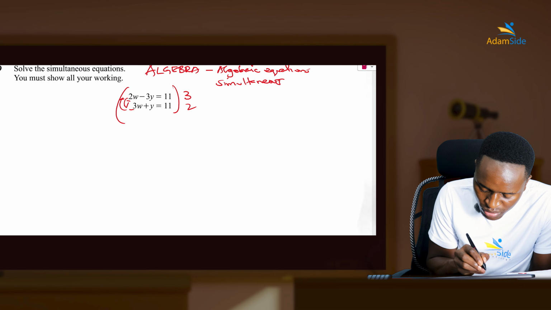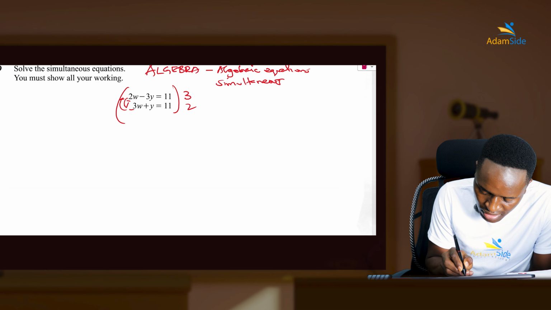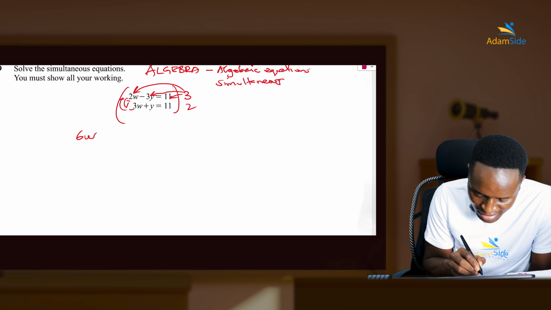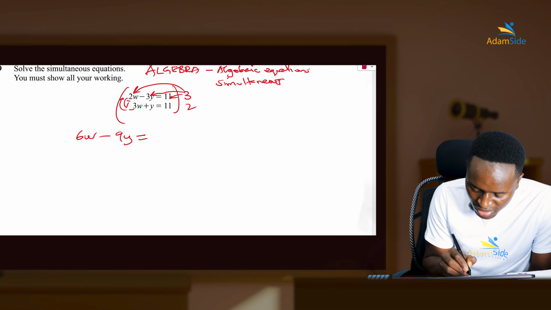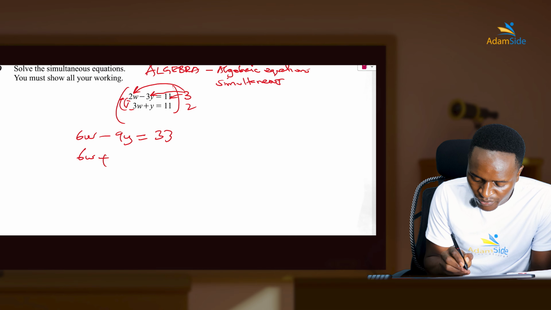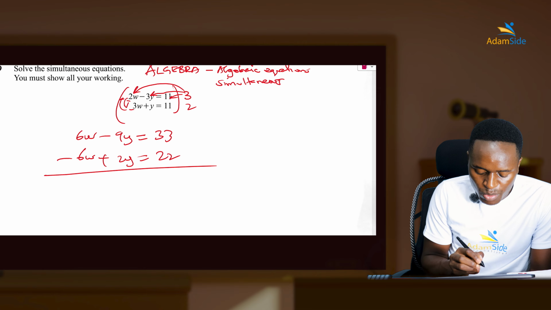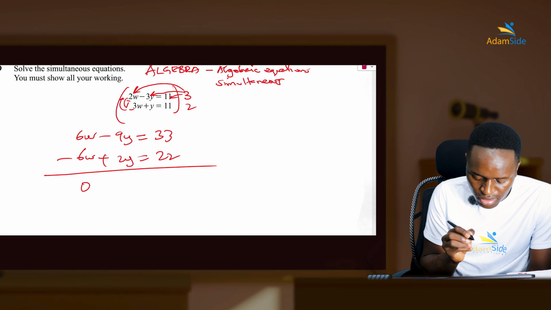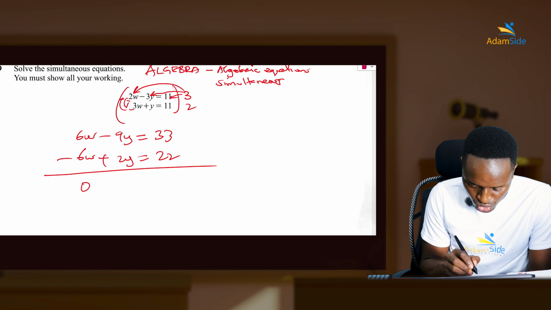3 times 2w, you get 6w. 3 times minus 3y, you get minus 9y is equal to 33. And then 2 times 3w, you get 6w, plus 2 times y, you get 2y is equal to 22. Then you take away, 6w minus 6w, you get 0. Negative 9y plus 2y, you get minus 7y... minus 11 is equal to 11.